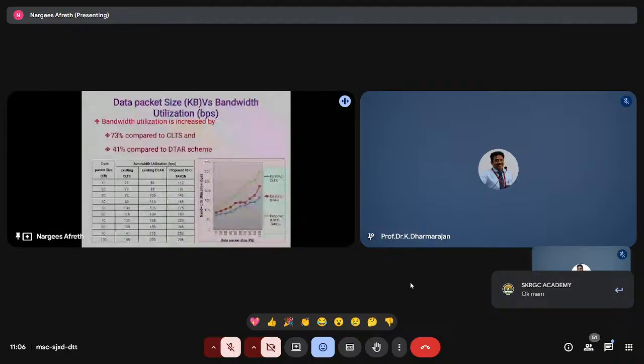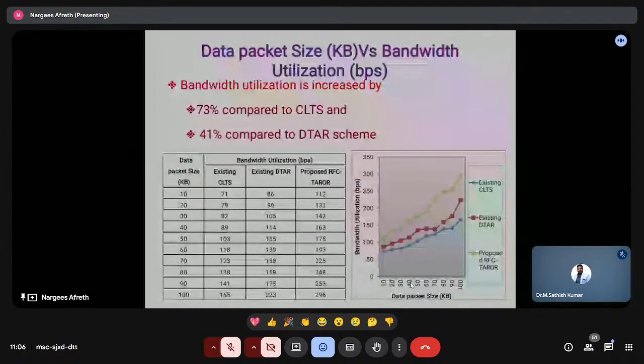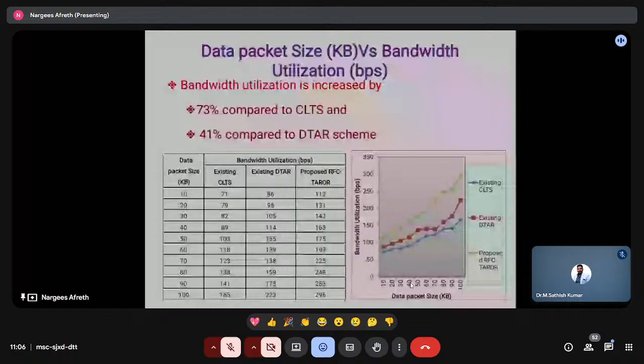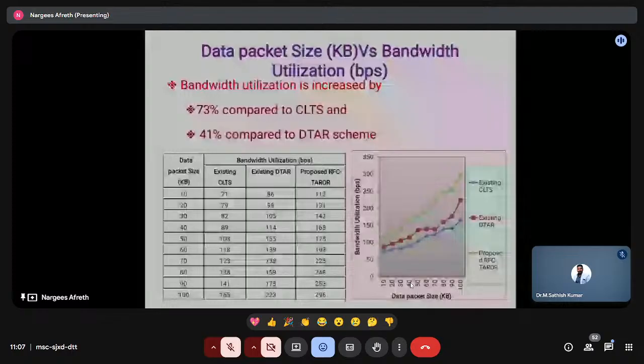Our method RFC Terror increased bandwidth utilization by 73% when compared with the CLTS technique, and by 41% when compared with DTAR. This means we use the available communication capacity more efficiently. You can see the green lines representing our proposed model RFC Terror, and the red and blue representing the existing systems CLTS and DTAR. In the table column you can see the differences.